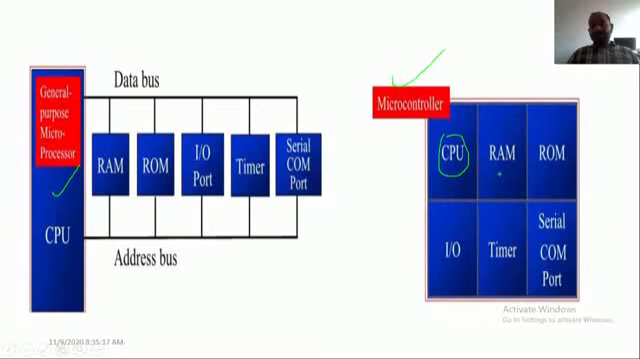And a microcontroller is nothing but the microprocessor only along with RAM, ROM, IO devices, the timer and serial communication port, all integrated as a part of the same IC, then it is called a microcontroller. So the naming convention is: if a particular microprocessor has the memory devices as well as some other peripherals as a part of the IC itself, it is called a microcontroller.